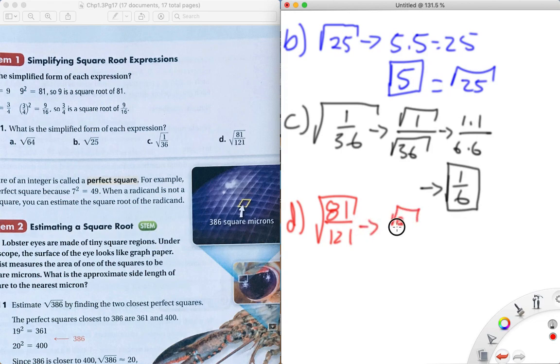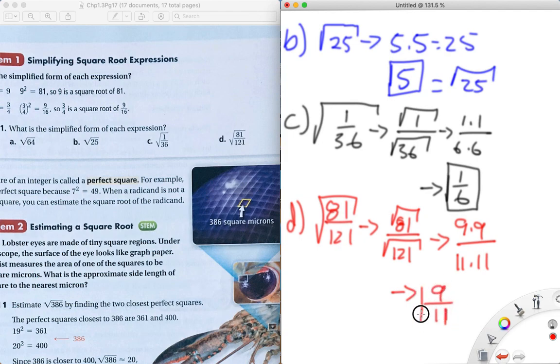And then D, I have 81 over 121, root the whole thing. That's the square root of 81 over the square root of 121. I know that 9 times 9 equals 81, and I know that 11 times 11 equals 121. Therefore, the square root of 81 over 121 is 9/11ths.